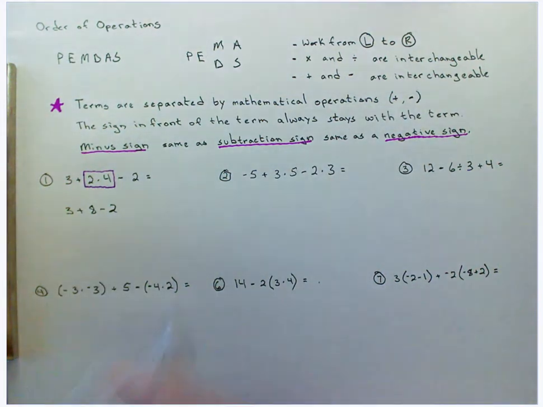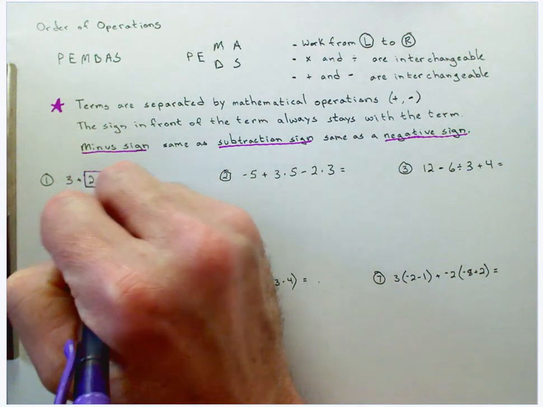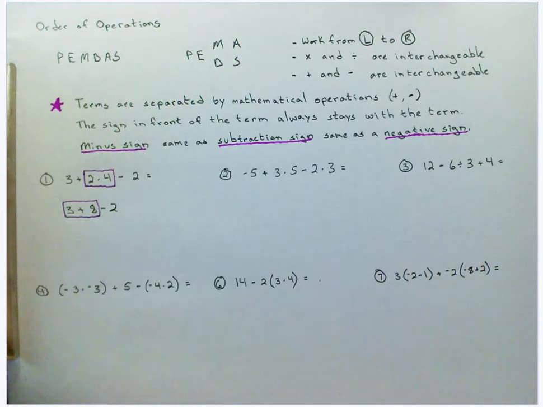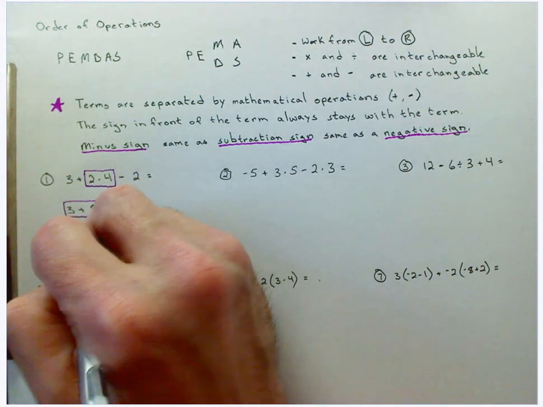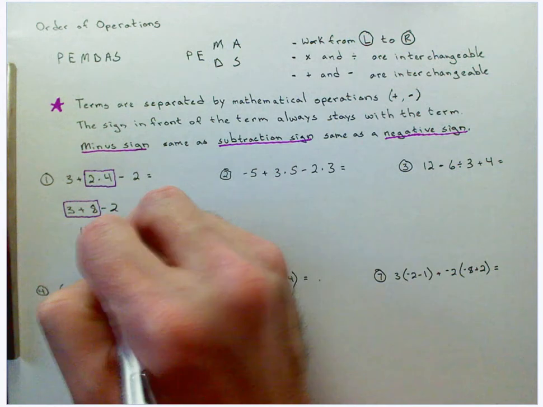I say 8 plus 3 is 11, and I'll box it in. And then 11 minus 2. So 8 plus 3 is 11, 11 minus 2, and that equals 9.